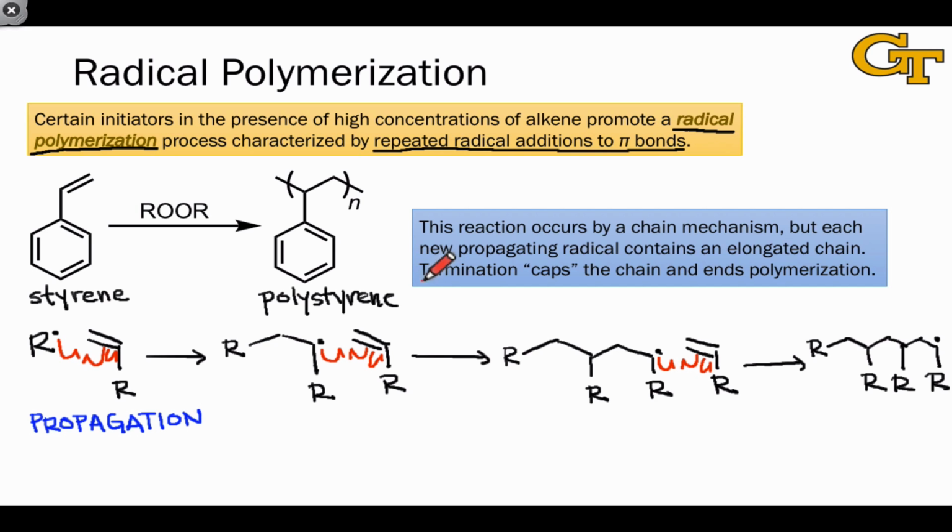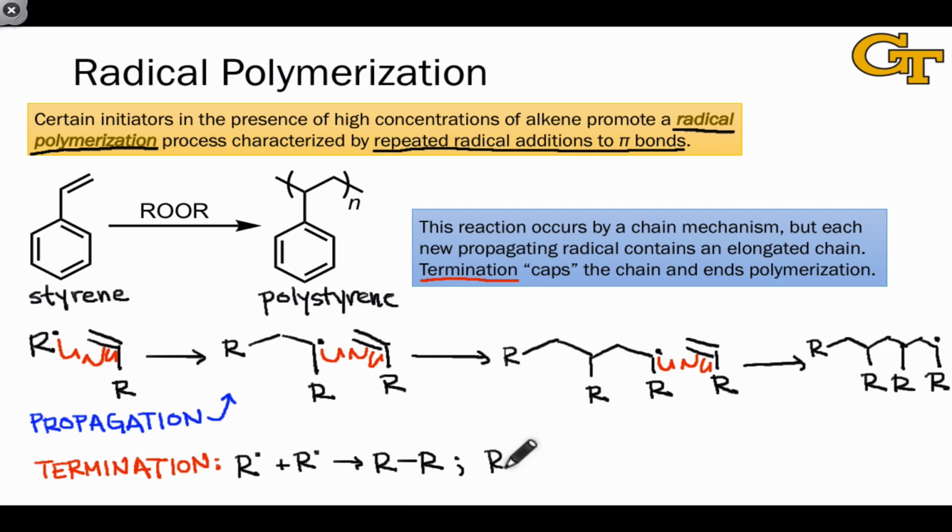Polymerization is ended through termination events, and there are a few different ways termination can happen. Two long-chain alkyl radicals can couple with each other, forming an even-electron carbon chain whose length is the sum of the lengths of the two alkyl radicals, or an initiator radical. Here, OR dot can combine with an alkyl radical to give a polymer that's capped or ended with an OR group. And other strange things can happen in radical polymerizations, like the abstraction of a hydrogen in the middle of a chain followed by a branching event.